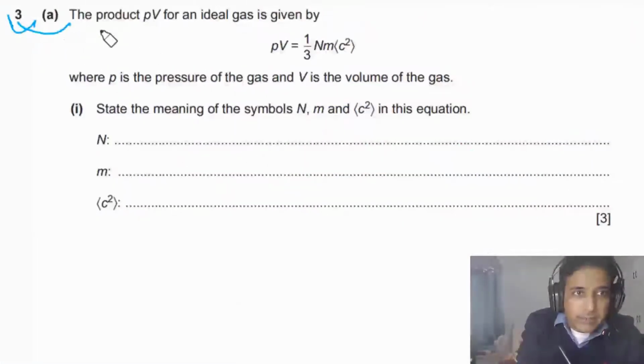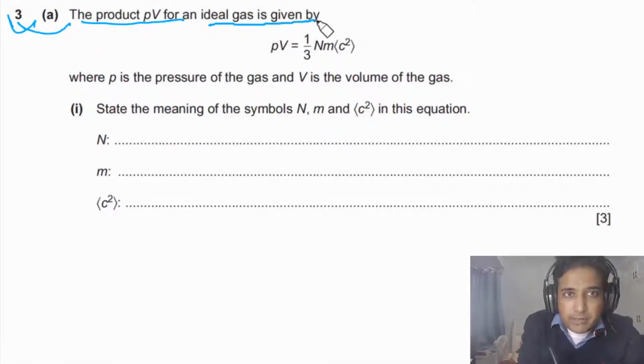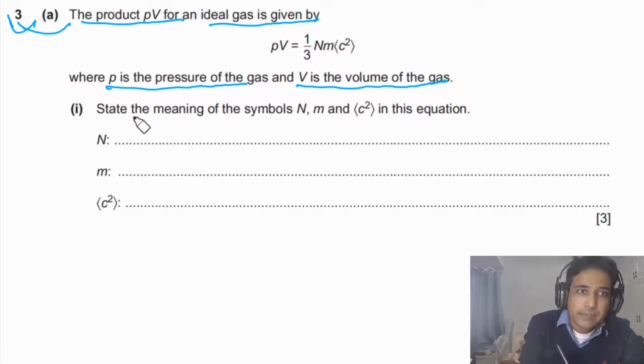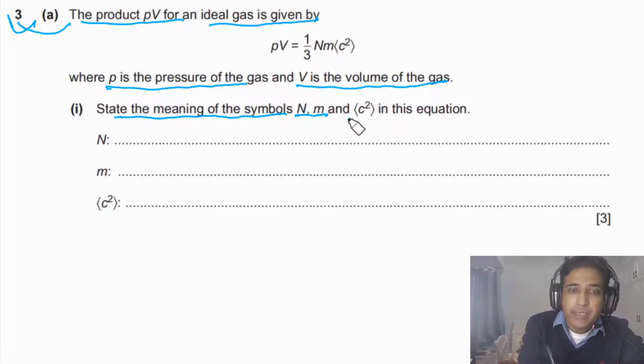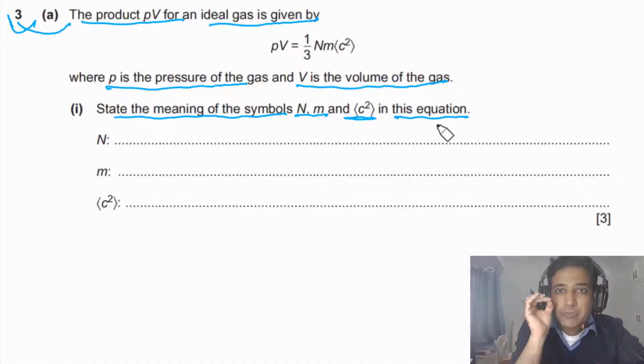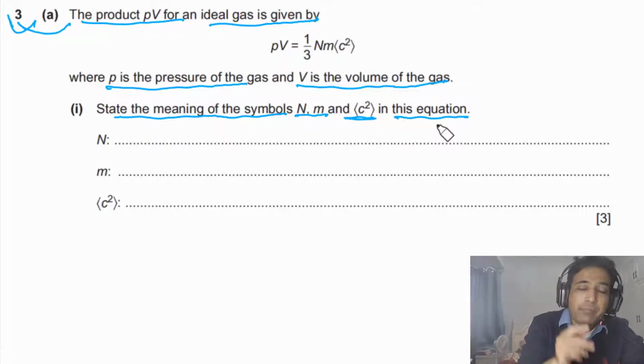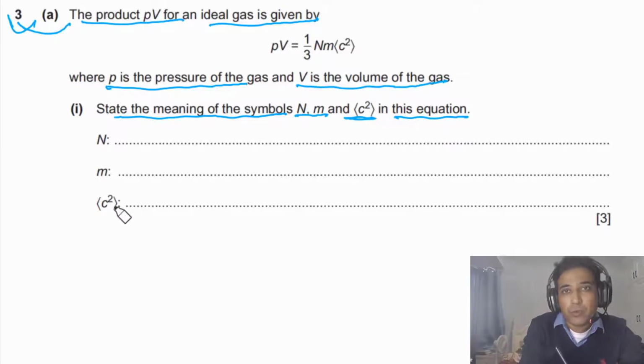Question 3 part A says the product PV for an ideal gas is given by this equation. P is the pressure of the gas and V is the volume of the gas. State the meaning of the symbols capital N, small m and mean square speed in this equation. So what is N representing? N is representing the number of molecules of the gas, and m is the mass of a single molecule, and this is the mean square speed of molecules.